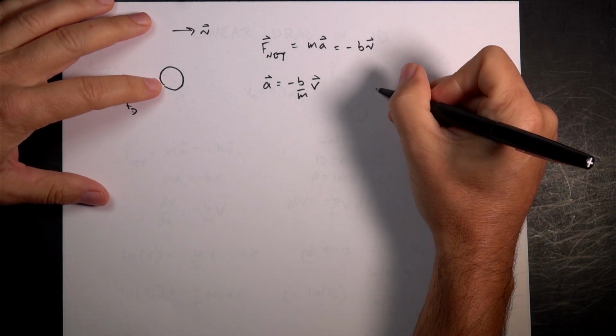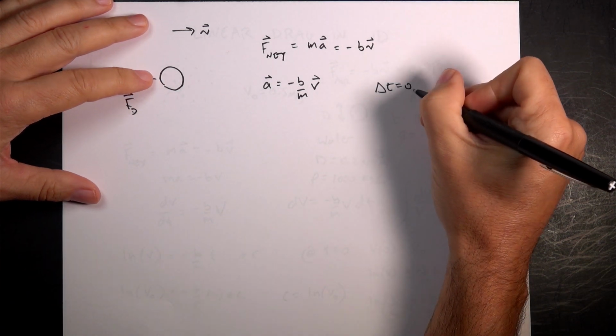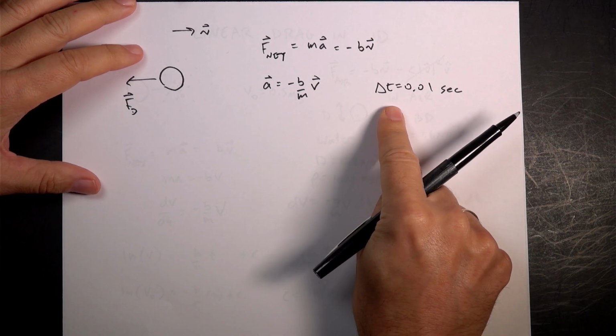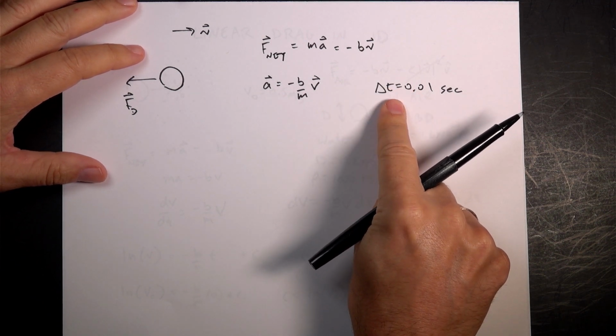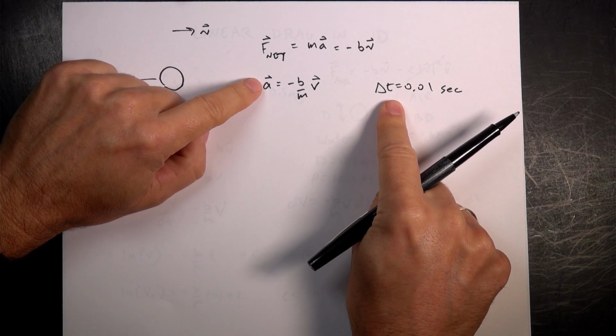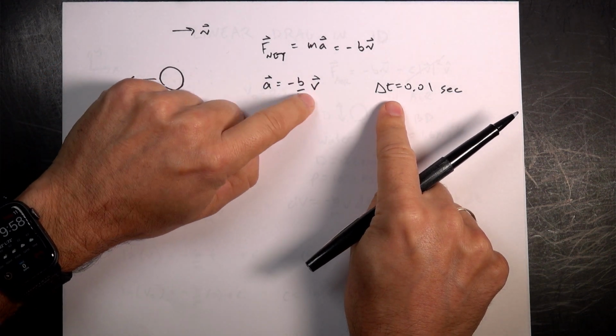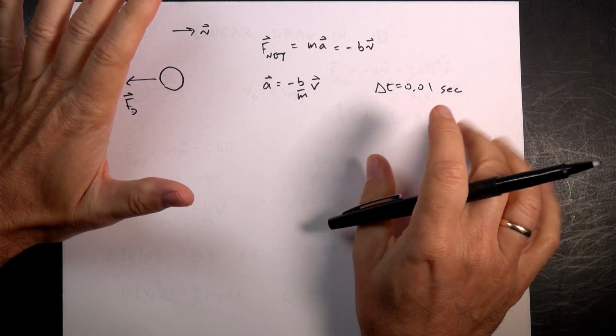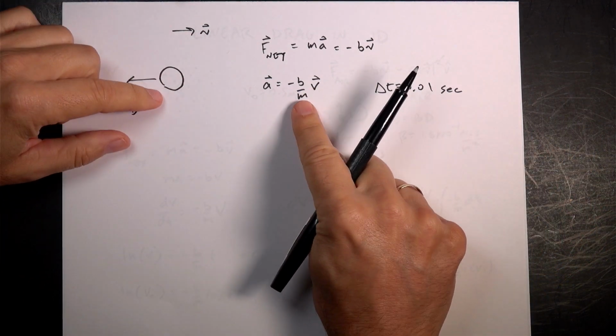But suppose I break this into delta t equals 0.01 seconds. And I break this into a small time step. During that small time step, I can assume that this force, this acceleration, is constant. I'll assume the acceleration is constant. It's not. Okay, but over just 0.01 second, it's kind of constant.